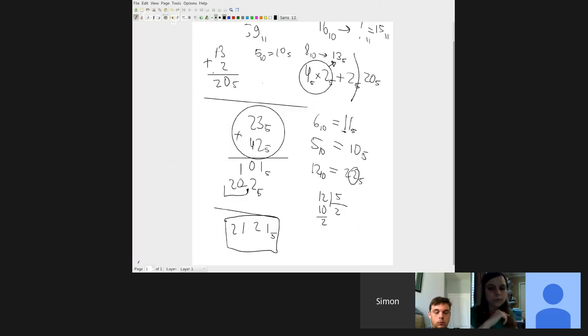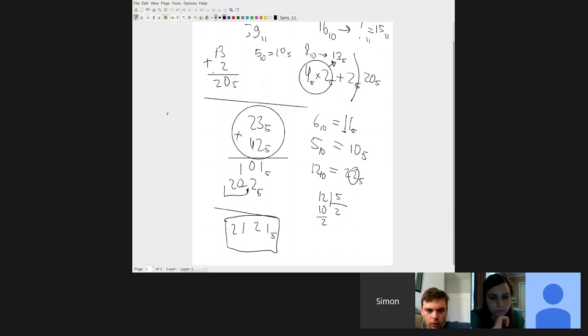Just have this practice in mind: if you cannot natively multiply or add up two numbers in a native number system, bring them back to decimal, do the operation in decimal, and then convert them back to the native number system. Anything of this gives you any question? No? Good.